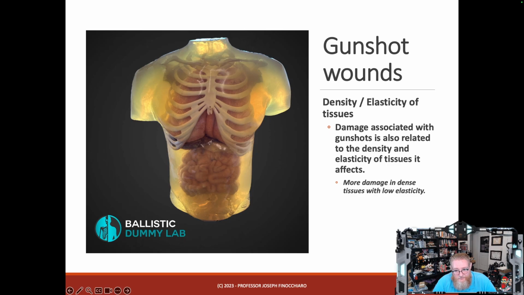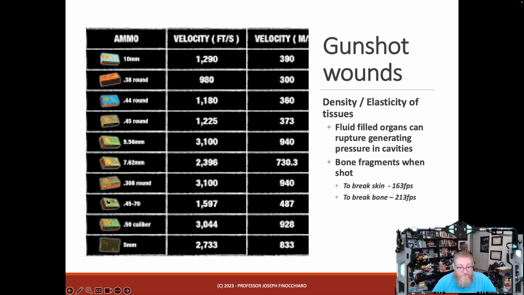In addition to the ballistics, the density and elasticity of tissues also plays a factor in how much damage a bullet does. Damage associated with gunshots is related to the density and elasticity of tissues it affects. More damage is done in dense tissues with low elasticity. Fluid-filled organs can rupture, generating pressure in cavities. Bone fragments when shot. Now, important number here, to break skin, it requires at least 163 feet per second, and to break bone, 213 feet per second.